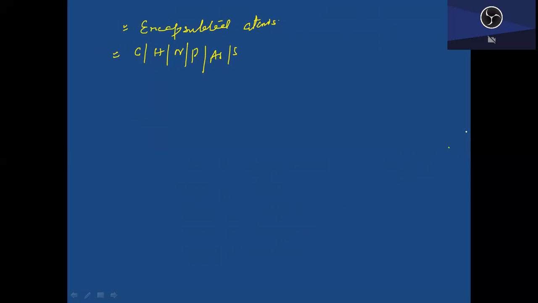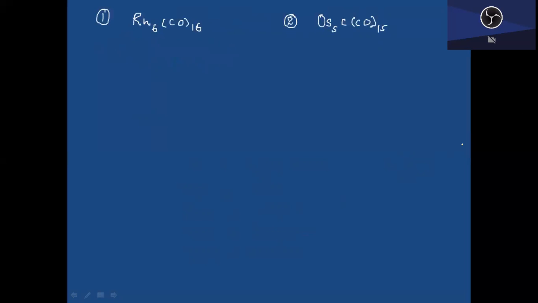Now let us move to the structural determination of certain compounds. We have certain examples over here and we will determine the structure of these compounds. This is example number one. We have the ruthenium complex Ru6(CO)16. We have to determine whether this is nido, closo, arachno, or super closo, or whatever may be its structure.